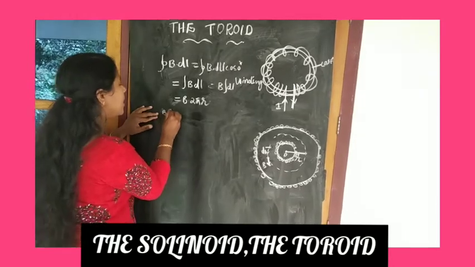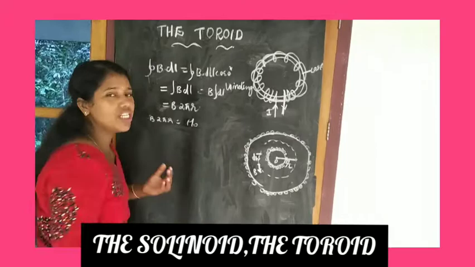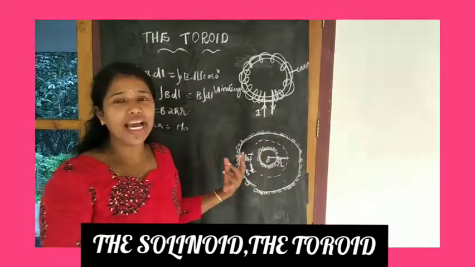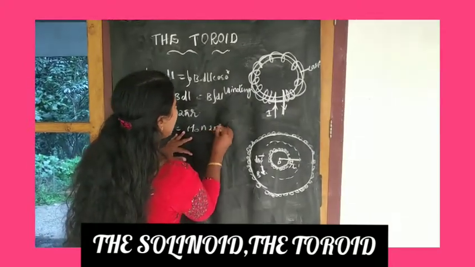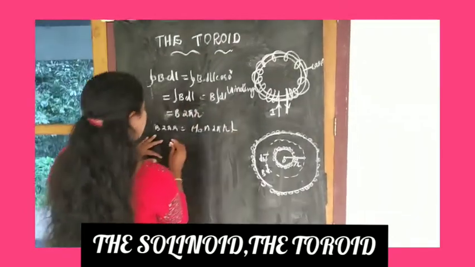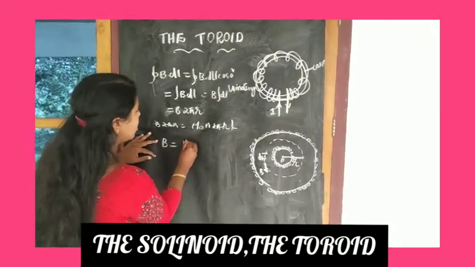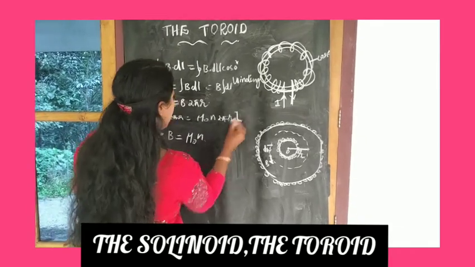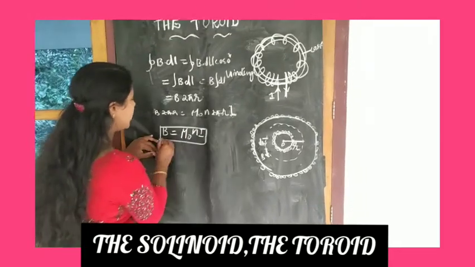Then B into 2 pi r is equal to mu naught I, the current enclosed through the loop. Here the enclosed current is n into 2 pi r into I. Then 2 pi r is cancelled, and we get B is equal to mu naught n I. Here I is the current. B is equal to mu naught n I.